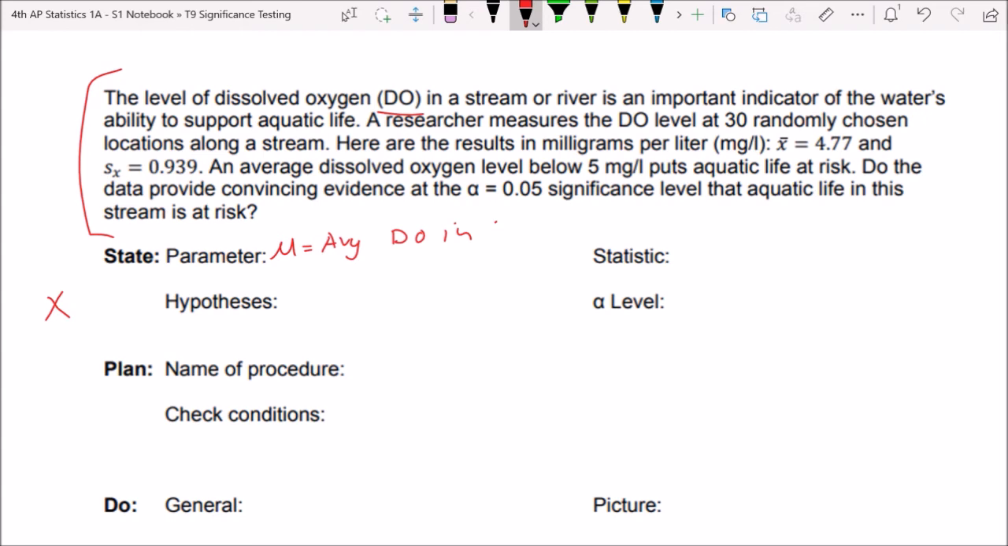Okay, what is our statistic? Our statistic is x bar, and that equals 4.77. Notice that the parameter and the statistic are always going to be the same thing, so both means, and they're different symbols because one's a statistic, one's a parameter.